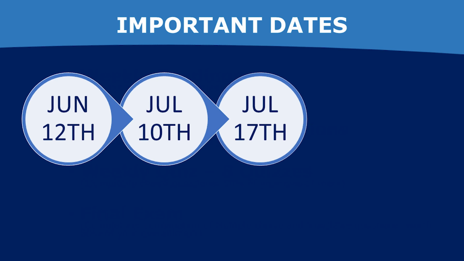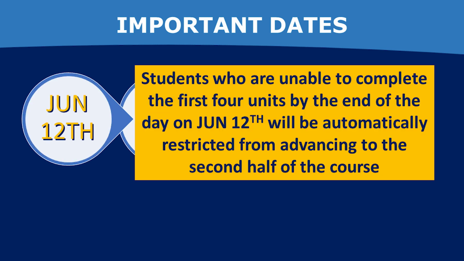So let's take a look at some of those important dates you'll want to pay attention to. June 12th. This is the date that you will need to have all of modules 1 through 4, as well as their quizzes, submitted and completed. Any students who do not complete all of modules 1 through 4 and the quizzes by the end of the day on June 12th, those students will automatically be restricted from advancing to the second half of the course.